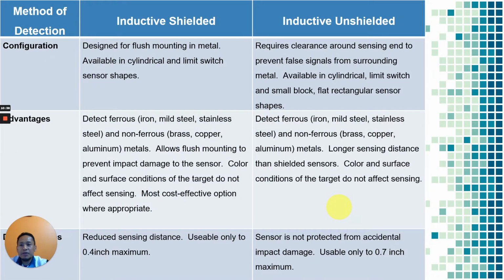This is the method of detection configuration, either shielded or unshielded. As I mentioned before, the construction depends on the cylindrical part, either flush or non-flush, and the advantages and disadvantages. Mechanically, for example, it is designed for ferrous metals such as iron, mild steel, stainless steel, or non-ferrous metals such as brass, copper, aluminum. But the advantage of unshielded is a longer distance.